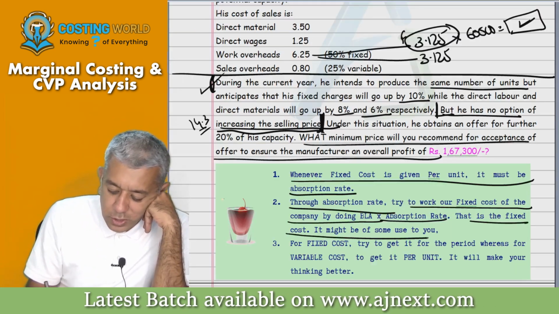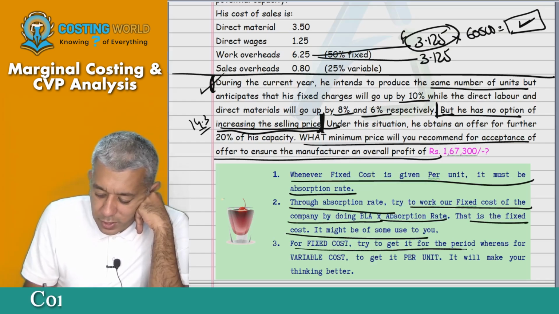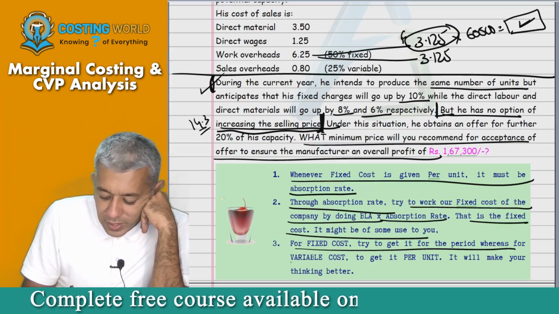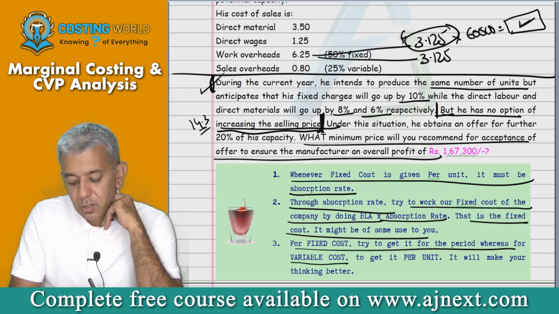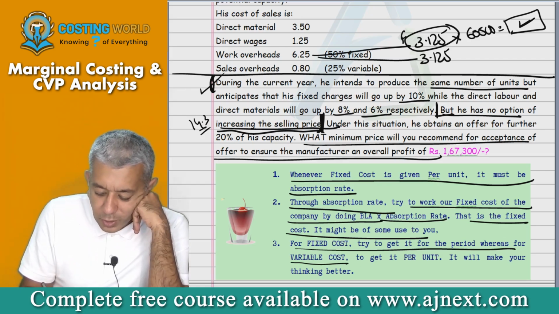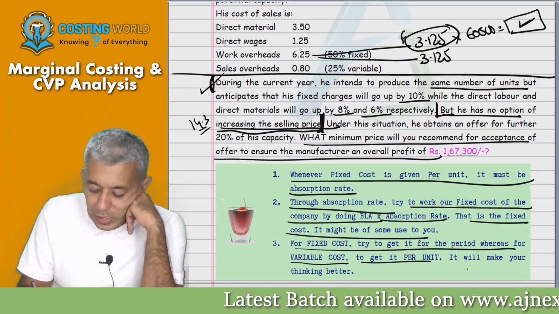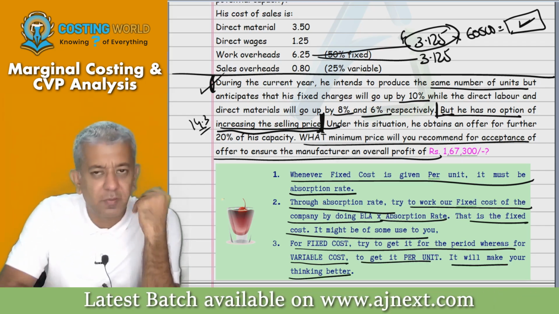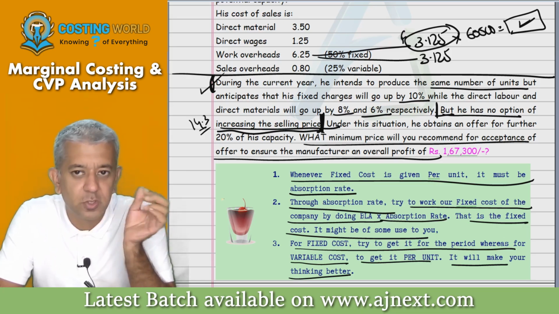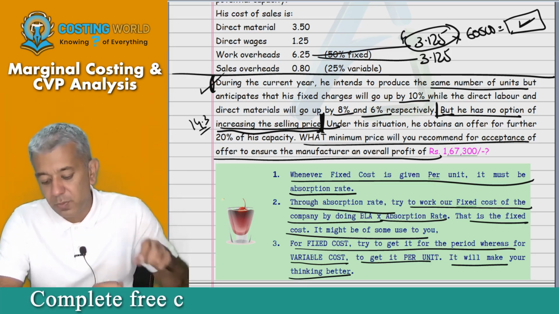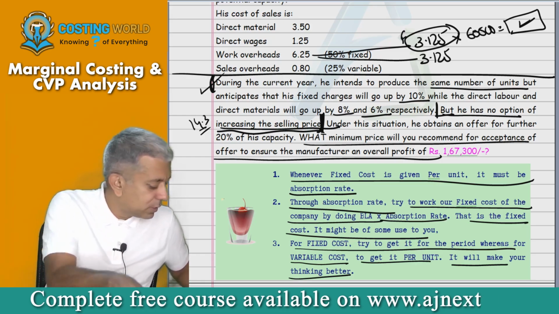This is fixed cost. It might be of some use. For fixed cost, try to get it for the period, whereas variable cost, try to get it per unit. It will make your thinking better. That is whatever I told you in the last question also. Try to get fixed cost for the year. Try to get variable cost in this particular case per unit as such. Okay, job done.